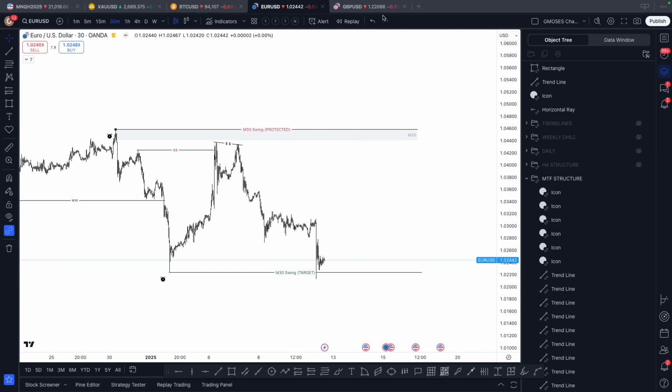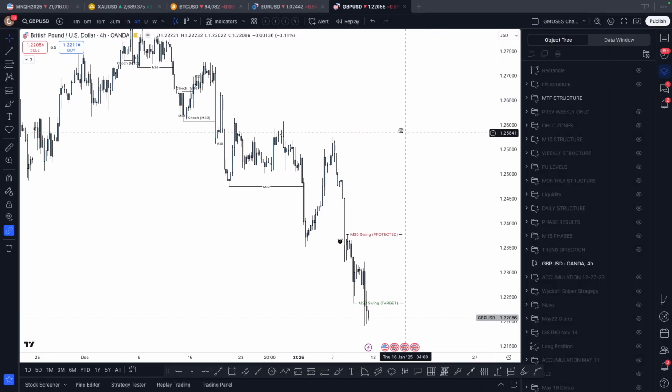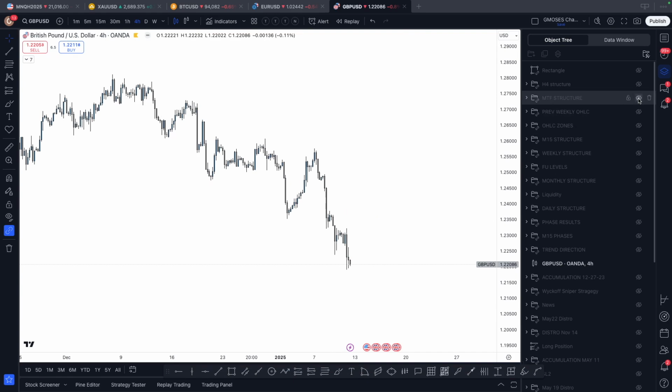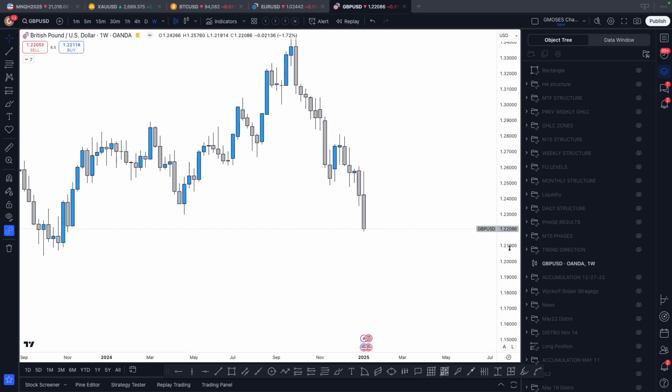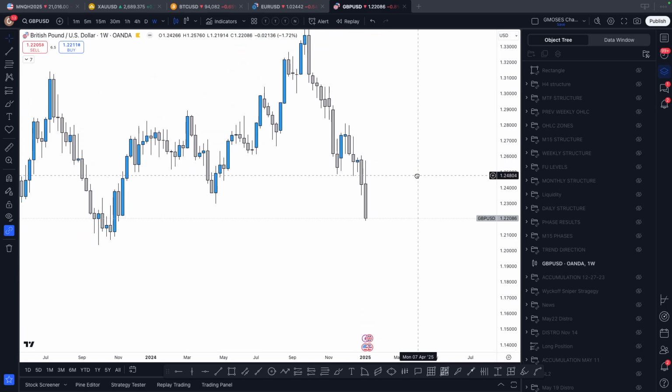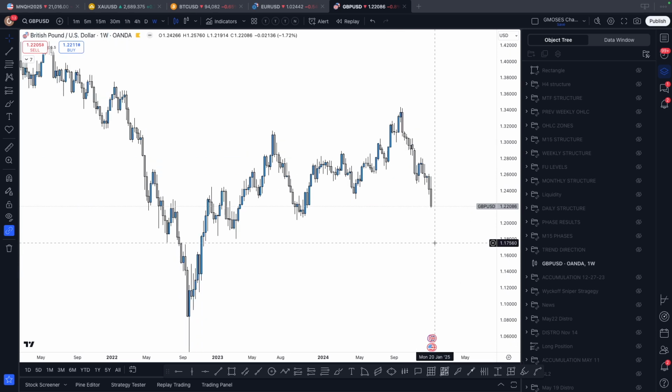All right, so let's go ahead and take a peek at GU just to see exactly what's going on over here. Let me remove a lot of these markups, and we're going to take this from scratch as well. Let's start on our weekly time frame to get a grasp on what the market is doing and where it ended last week.